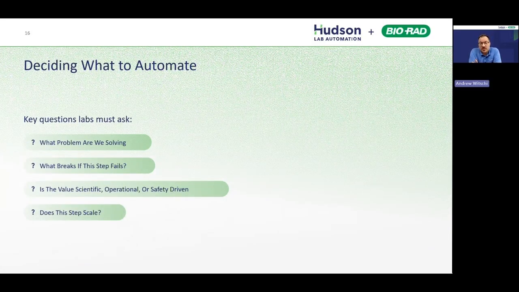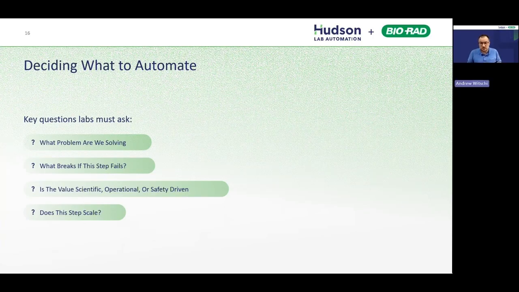So when deciding what to automate, you really want to ask yourself, what problems are we trying to solve? You don't need to solve every problem at once, right? You identify the critical problems, you put targeted modular solutions in place to solve those problems. What breaks if this step fails? This is a key one, right? If you have a solution that automates start to finish and something happens in the middle, now you have a long continuous process with no ability for error resolution, right?